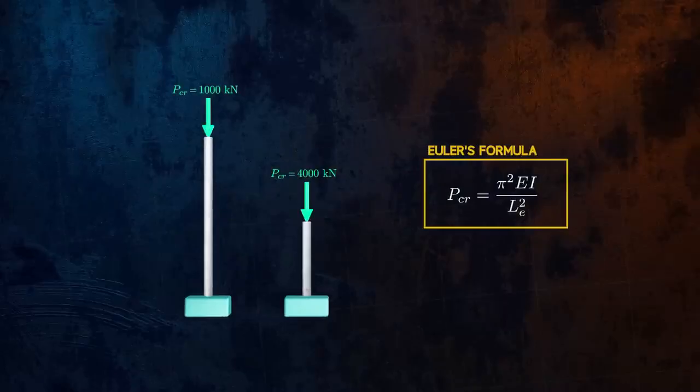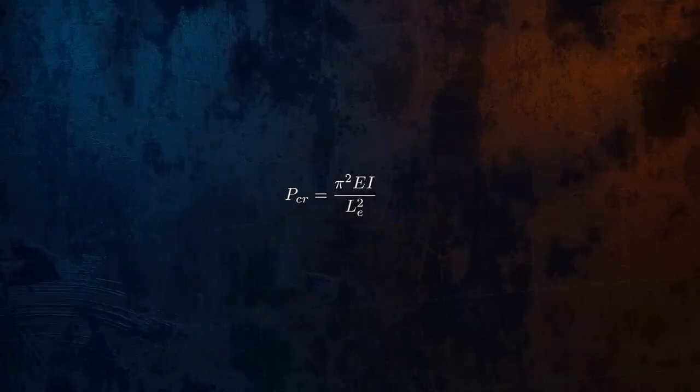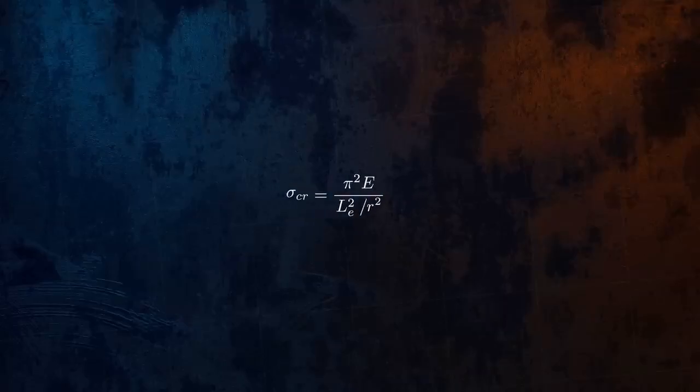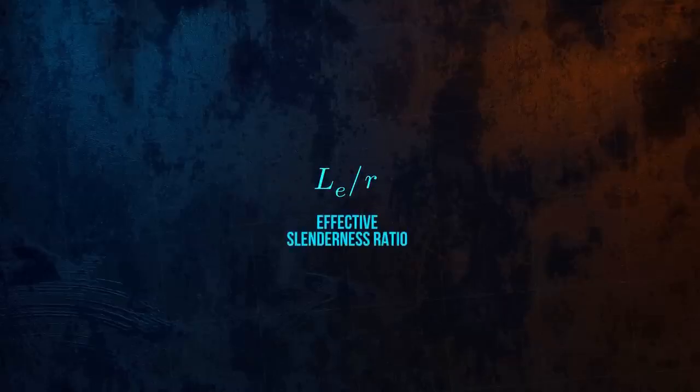To better understand the effect of slenderness, it's useful to introduce a non-dimensional parameter called the slenderness ratio. First, let's divide the critical load by the cross-sectional area to obtain a critical stress. Then, if we define the radius of gyration r of the column as the square root of I divided by A, we can write the equation for critical stress in a new form. The term L over r is the slenderness ratio.